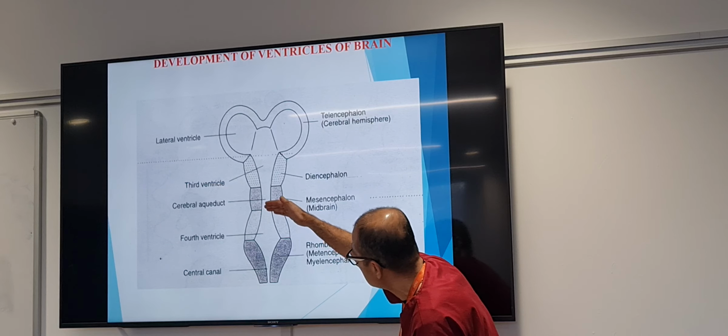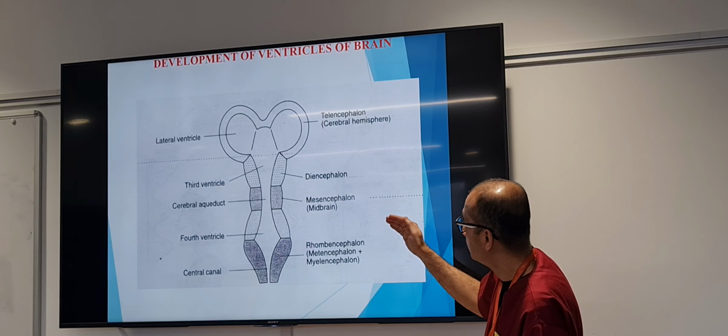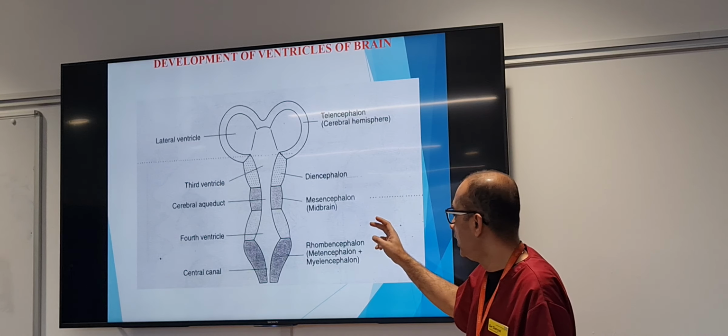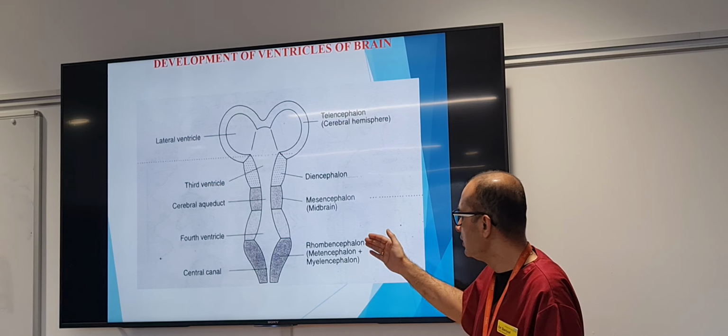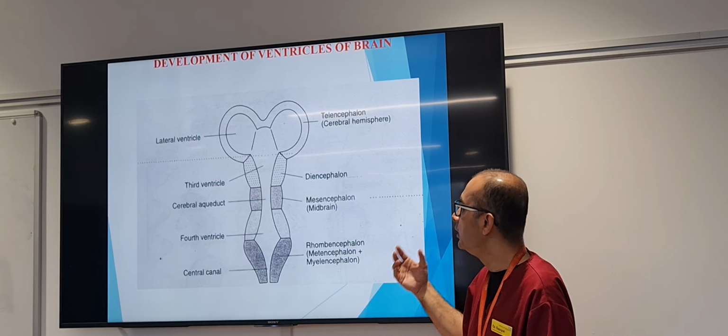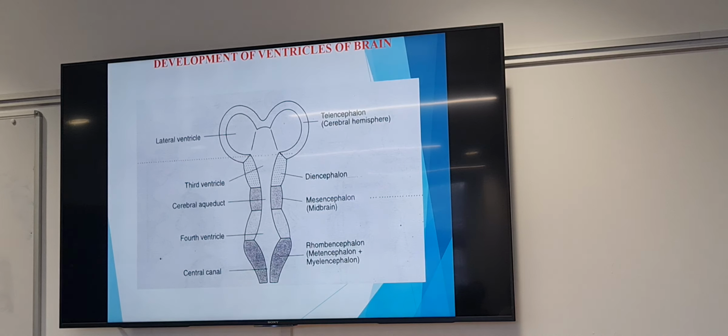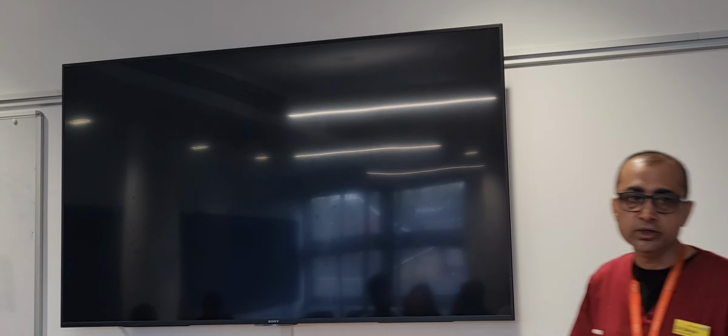Beyond the cerebral aqueduct is the fourth ventricle, which is the cavity for the rhombencephalon, so metencephalon and myelencephalon, which include the pons, medulla, and cerebellum. So that, in short, is the embryology we need.